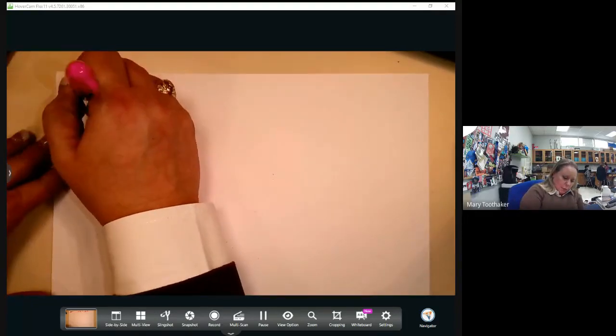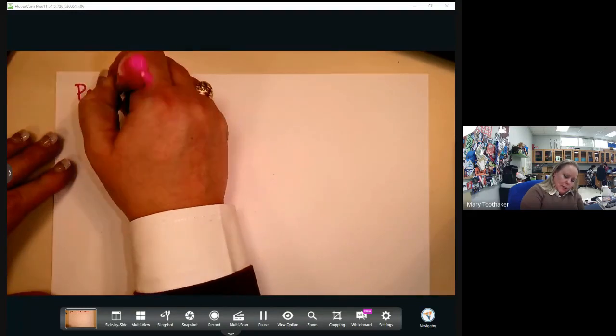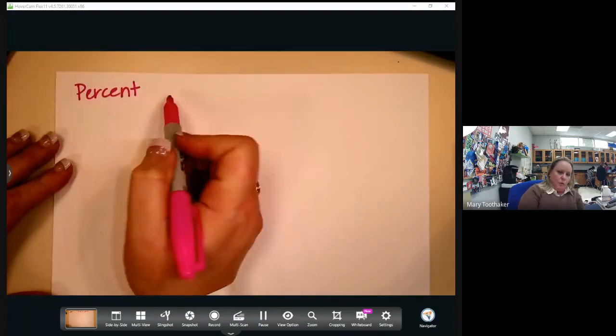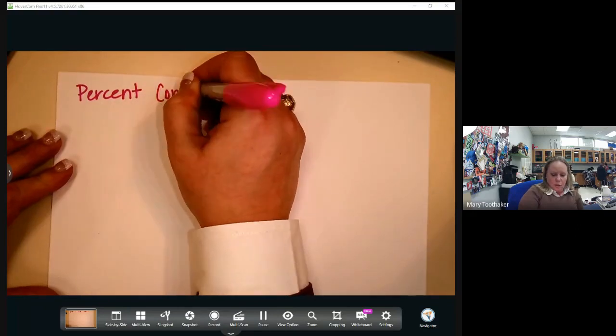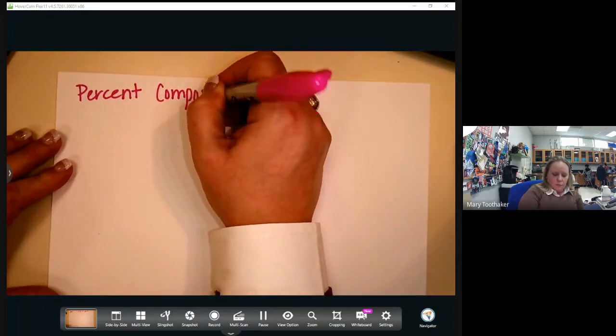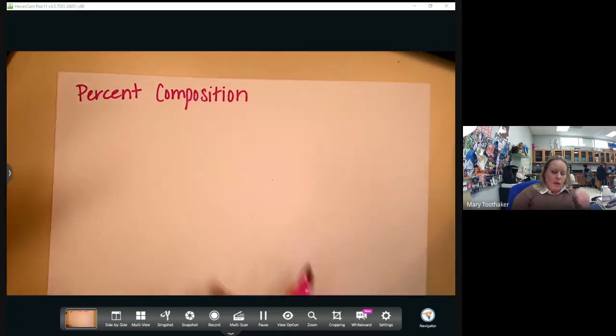All right, then we got molar mass. We got percent composition. Percent means per 100. Percent, the root word there is 100. Composition means what it's composed of. And the ingredients. And so we want to know what percent of the total is each of the elements in a compound.